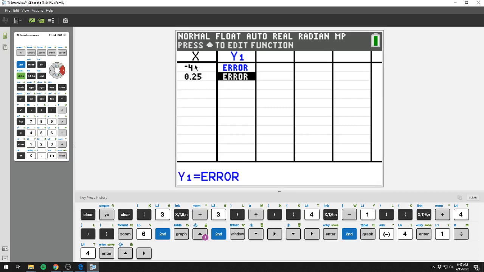Now that error means these numbers aren't in the domain. It doesn't tell you whether you have a vertical asymptote or a hole. That comes from what we did and is confirmed by the graph. But these two numbers are not in our domain.